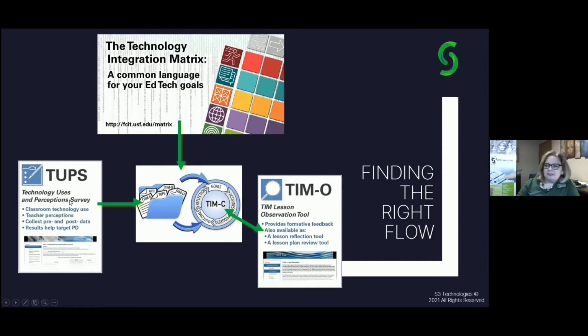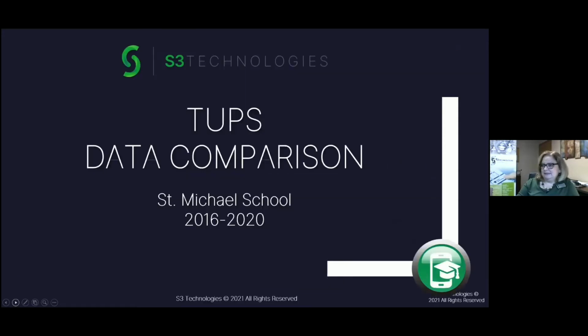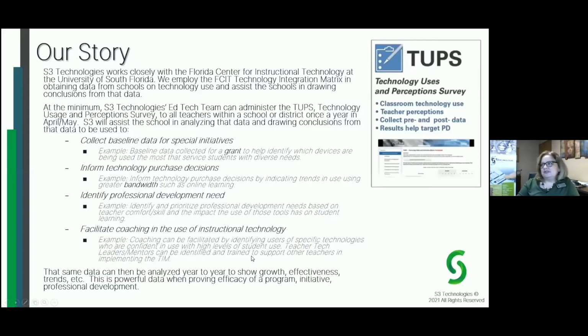So I'm going to show you the TUPS data and the TIM observation data and how we use that information and how valuable that is to us and how easy it is to get. So I'm going to start with the TUPS, the Technology Usage and Perception Survey. This is what we do each year.